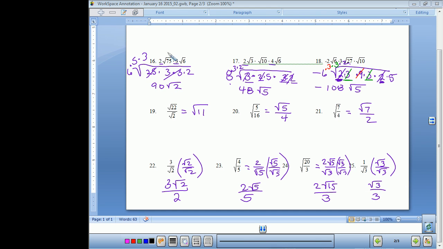We're going to continue the same process as here. The 2 times 3 makes 6. We break the 75 down, break the 6 down. We got the square root of 25 is 5. We have the 2 3's, so we can pull out the 3. 6 times 5 times 3 is 90 roots of 2.